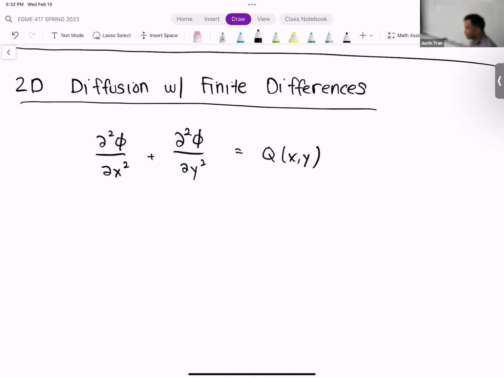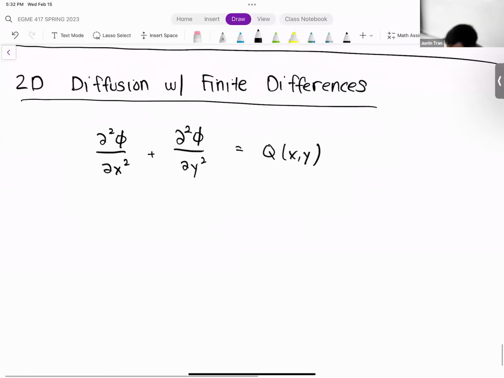Okay. So we have our two diffusion terms, with second order derivatives in both the x and y direction. And then on the right-hand side, we have the source term. Just like we talked about on Monday, the big difference that we have here is that we have both x and y. And so now we need to solve this on a 2D grid.